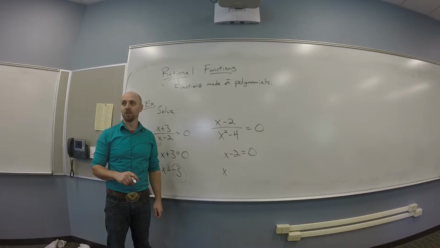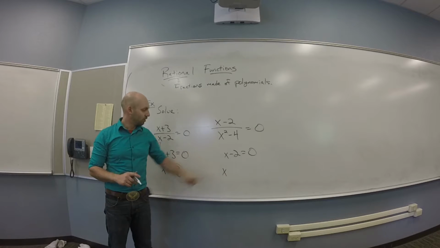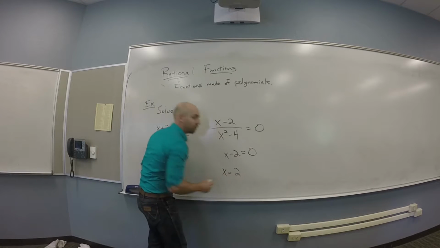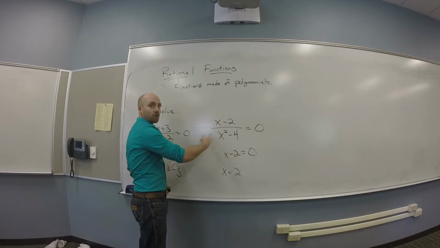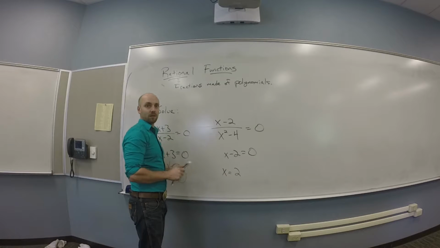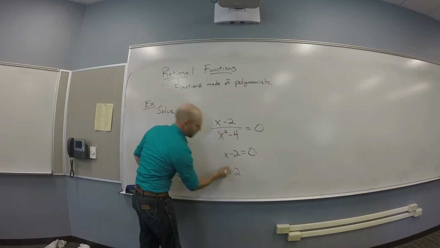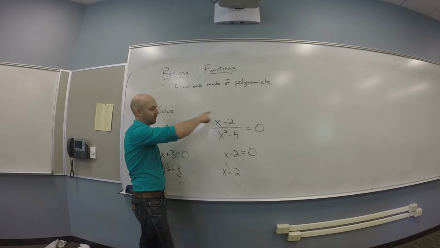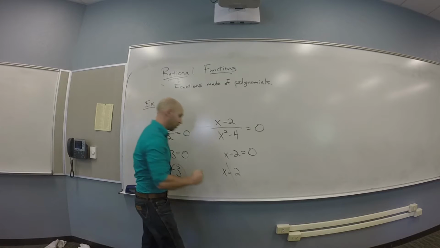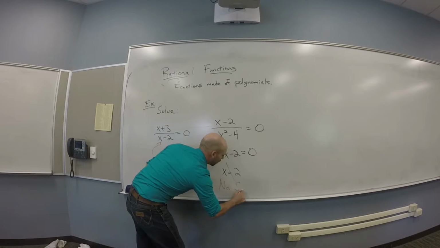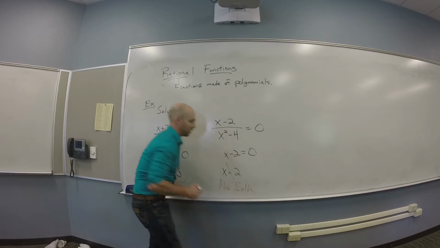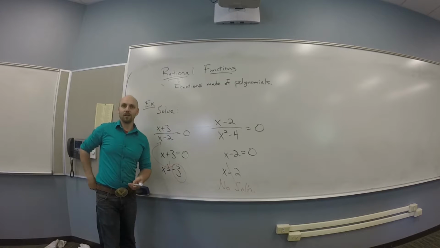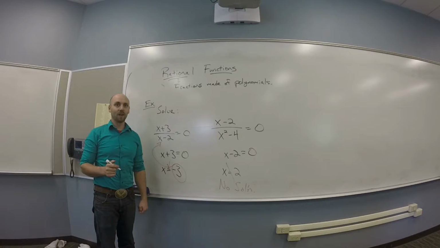So I would get x is 2. I take x is 2 and try to plug it in, and I get 0 over 0. Not a thing. So what would the answer be? No solution. Because it's division by 0, there's no answer in the real numbers that would solve that.